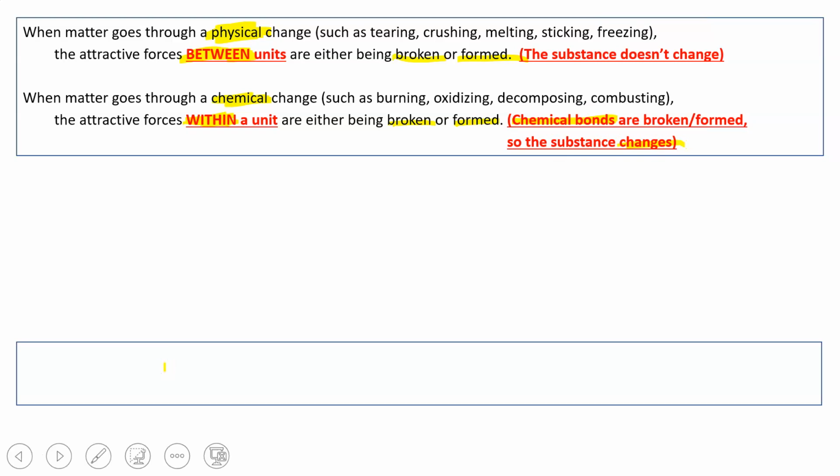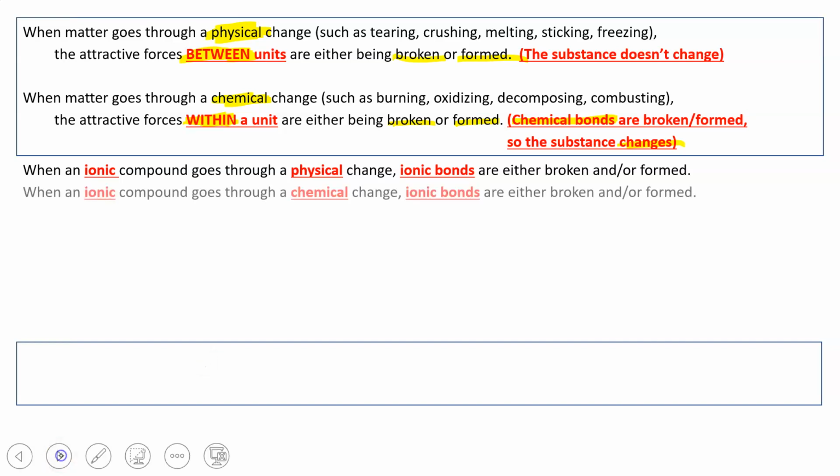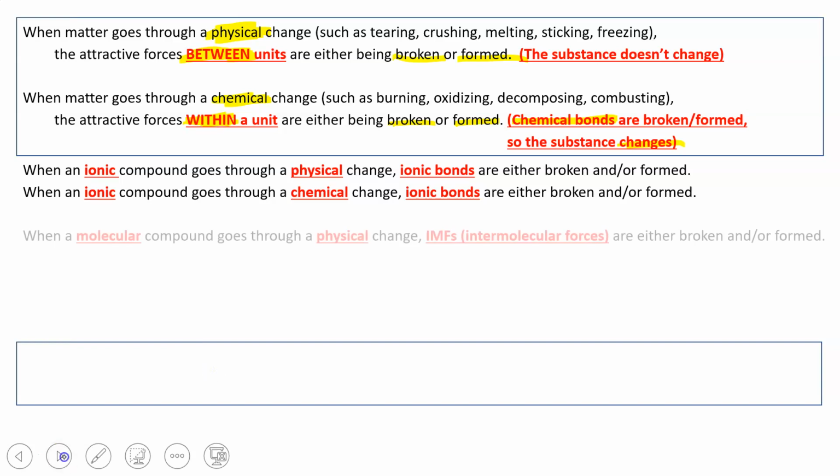It becomes something different. When an ionic compound goes through a physical change, ionic bonds are either broken and or formed. When an ionic compound goes through a chemical change, ionic bonds are either broken and or formed. So if we're doing a physical or chemical change with an ionic compound, you've got to either break or form ionic bonds. That takes quite a bit of energy.